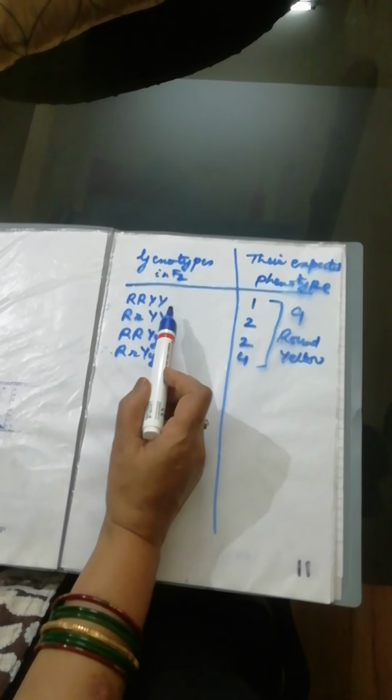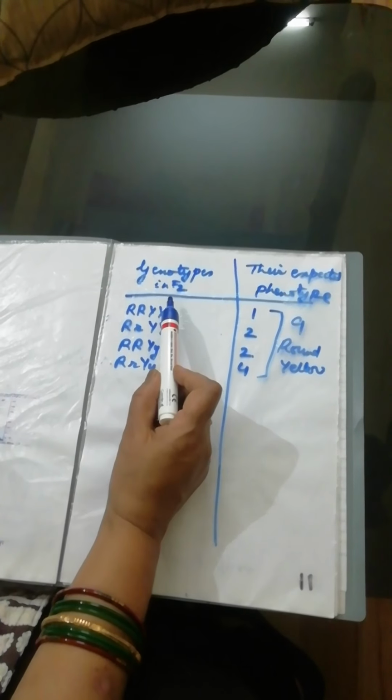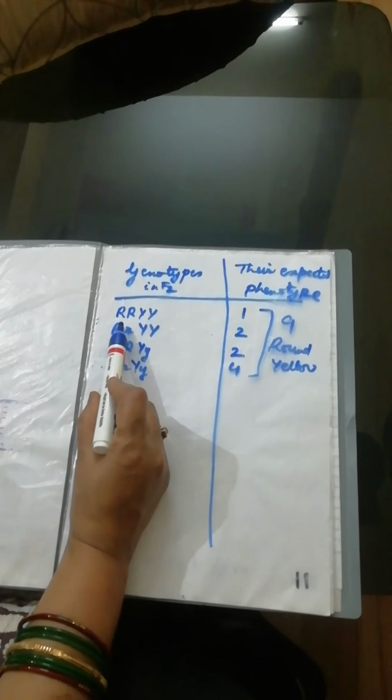Now we'll discuss the genotypes of the dihybrid cross. So we will see what the genotypes are in the F2 generation. If we see, this is the genotype, both capital R, capital Y, the number of phenotype is 1. When capital R, small r and both capital Y, the number is 2. When both R are capital and one y is recessive, it is 2. When capital R, capital Y, small y, it is 4.